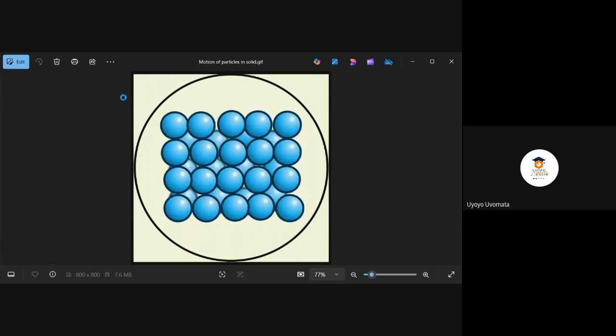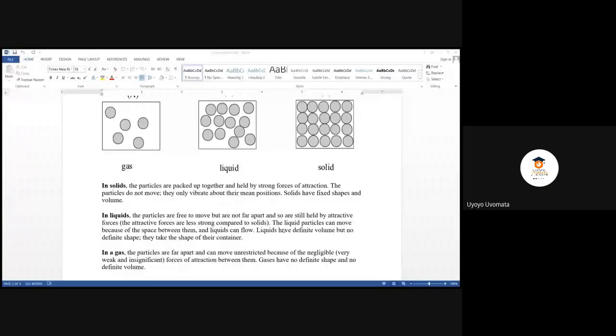That is one thing about particles in the solid state. It's good we take note of that. That is how they are. Now, we move further and consider the particles in the liquid state. What are some of the pieces of information we need to get about the particles in the liquid state?